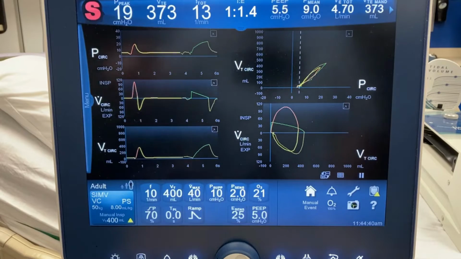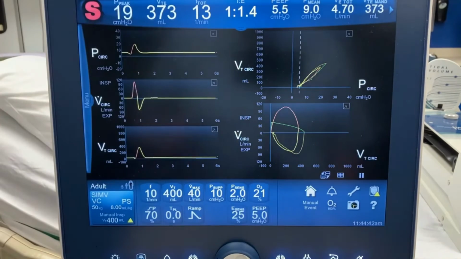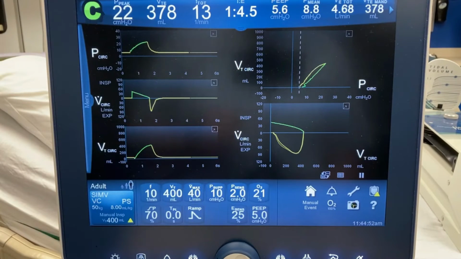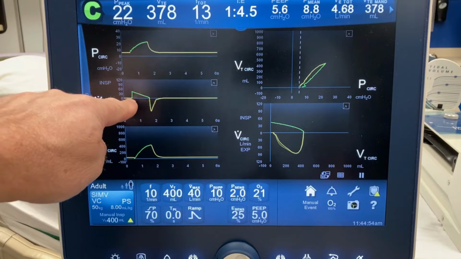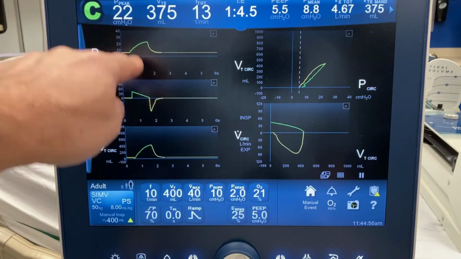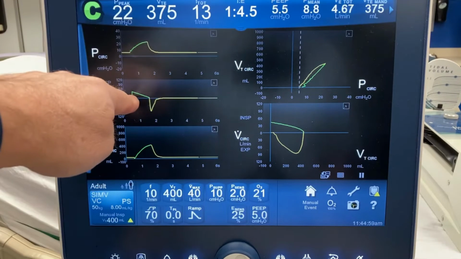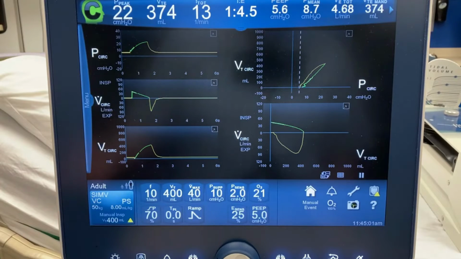There we go. So that's a pressure supported breath. You see it's smaller than the other. And now we're back to our machine breaths. What I was saying before about the inspiratory flow waveform does change the shape of the waveform. Decelerating is what we use the most.